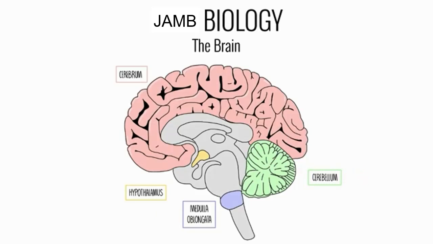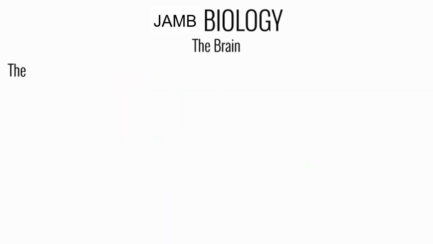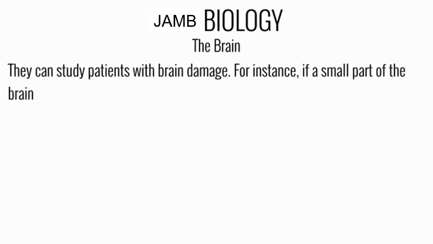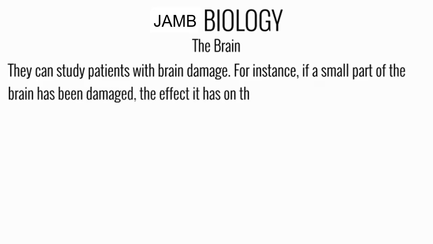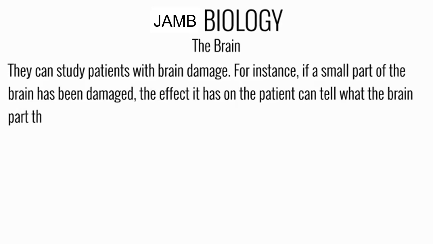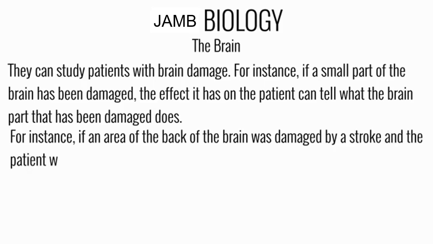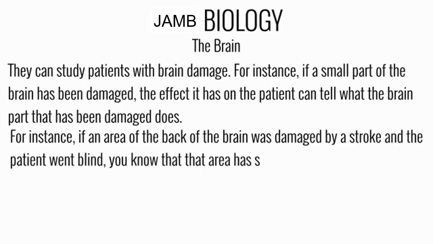Scientists use a few different methods to study the brain and map out the functions of each of the bits. They can study patients with brain damage. For instance, if a small part of the brain has been damaged, the effect this has on the patient can tell you a lot about what the brain part that has been damaged does. Let's say, if an area of the back of the brain was damaged by a stroke and the patient went blind, you know that that area has something to do with vision.